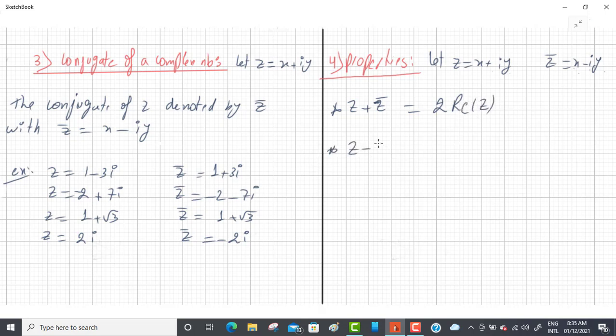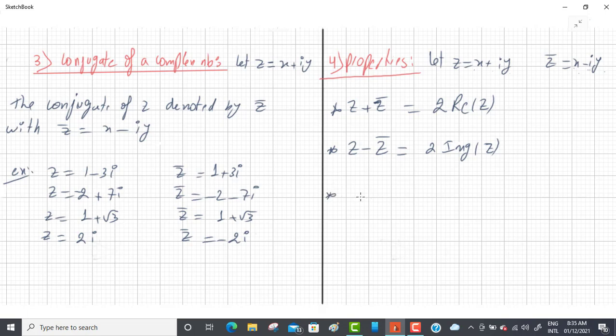z minus z bar, if you subtract the two complex numbers, x minus x is 0, iy minus minus iy is plus 2iy, so z minus z bar always equals 2i times the imaginary part of z.